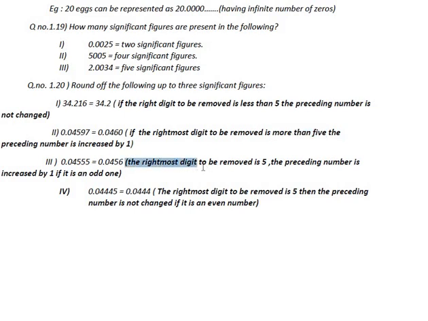When the rightmost digit to be removed is 5, the preceding number is increased by 1 if it is an odd number. So let us see. We have to remove this number 5. And what is the preceding number? The preceding number is also 5, which is an odd number. So it should be increased by 1. So the answer to this question will be 0.0456. We come to the last one.